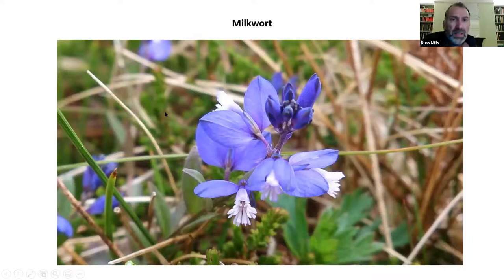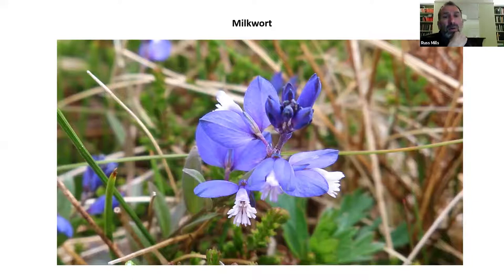This is a lovely wee plant. I'm sure some of you will be familiar with this milkwort. It's most often found in this blue form. It's quite a small plant. You find it in small little straggly clumps in the hills. It can be a mauvey pink as well, but most commonly it's this blue form.